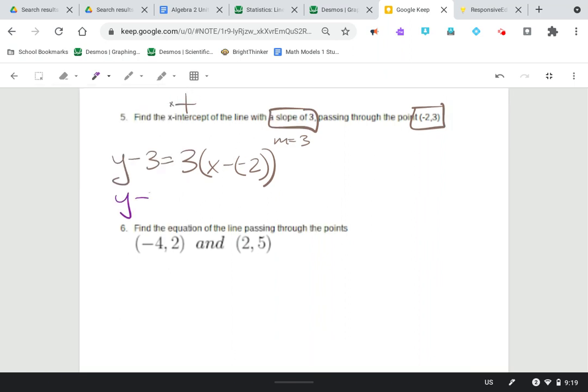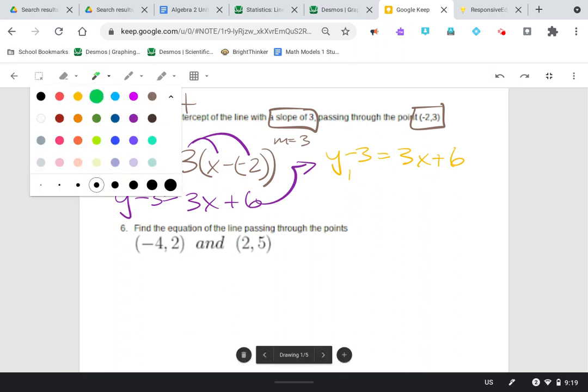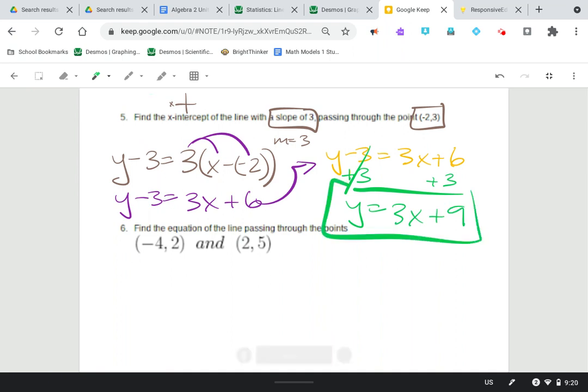So we work it out. Y minus 3 equals 3x. That's going to be plus 2, so it's going to be plus 6 when we multiply the 3 by everything. Let's go and bring this up here. We get y minus 3 equals 3x plus 6, sorry, plus 3 to both sides. Plus 3, y equals 3x plus 9. So we're going to go find the x-intercept of that line.